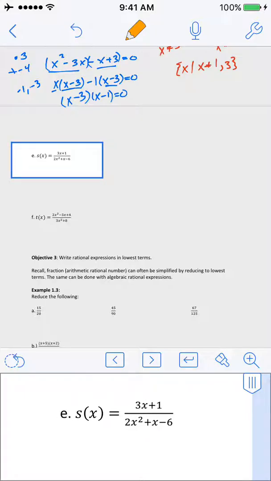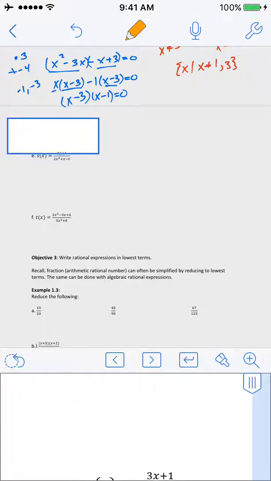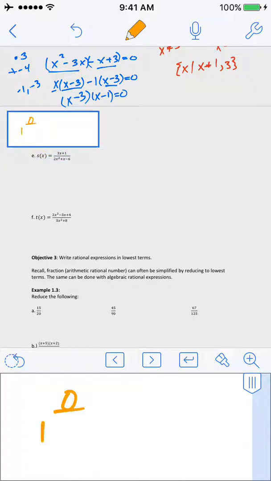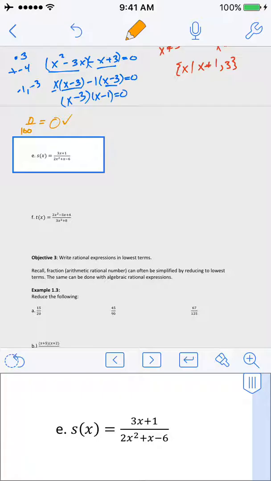Let's try that again. So I've got this s of x, 3x plus 1 over 2x squared plus x minus 6, right? Remember, the numerator is not a problem. You can have a 0 in the numerator. 0 over a billion or 0 over 100 is just equal to 0. That's a real number. That's okay, right? So it's okay if 3x plus 1 equals 0. That's fine. We don't care about that. We just can't have 0 down here. We cannot have 0 being the divisor. You can't take 15 things and divide them into 0 groups. That doesn't make any sense.